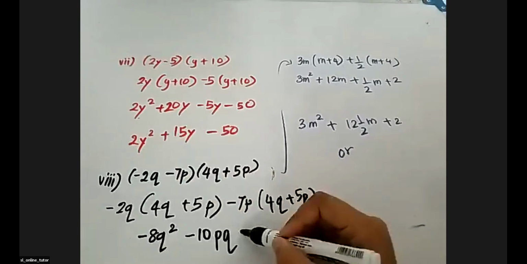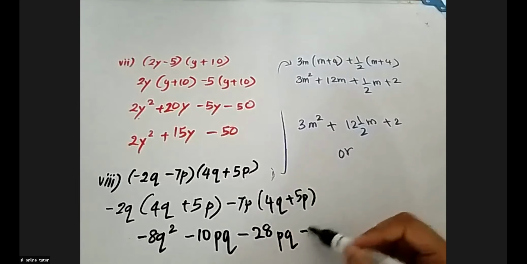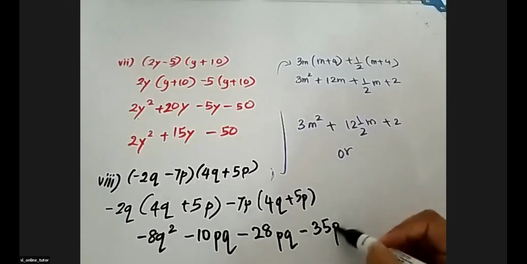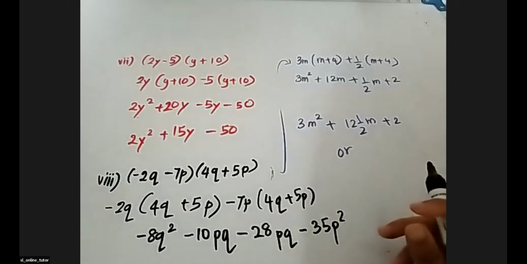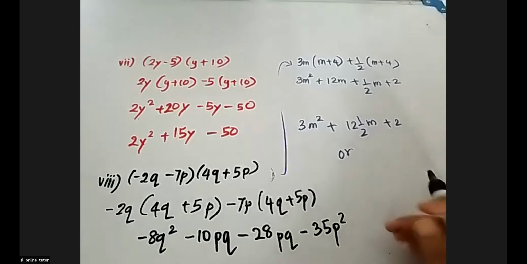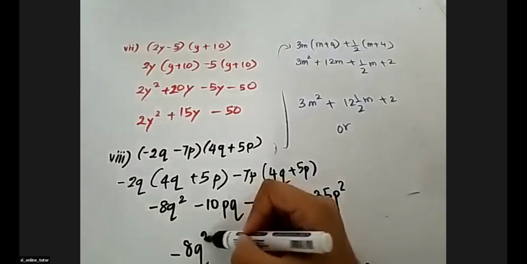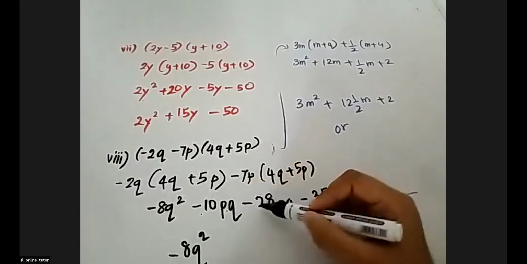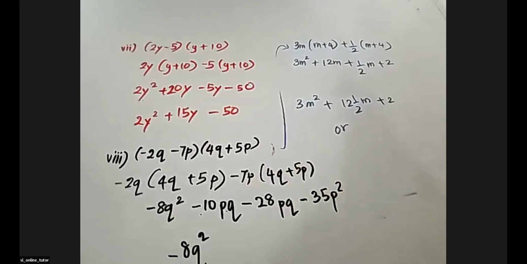Again, you get here minus 28pq, and plus into minus, minus 35p squared. So you have to be very careful when you're multiplying the symbols. If anybody is having problems in multiplication of symbols, please let me know, so I can give you a short note on that as well. Right? So minus 8q squared, negative 10pq and negative 28pq. Ashfan, tell me what is the value?